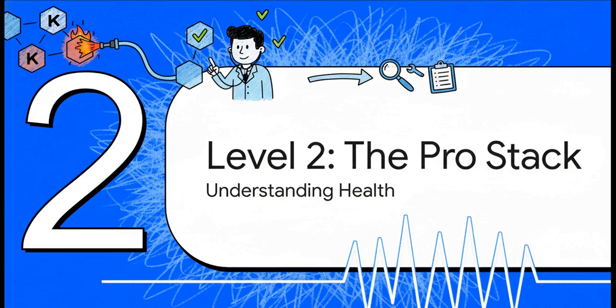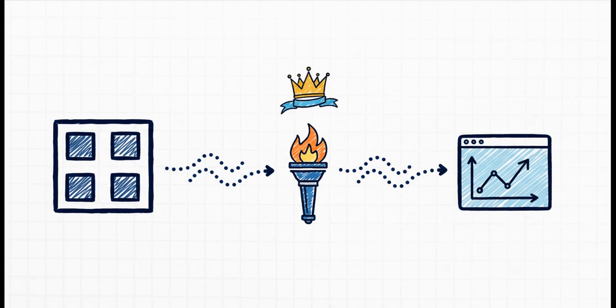Level 2. This is where we graduate from being a reactive firefighter to a proactive cluster doctor. It's a total mindset shift toward understanding the systemic health of your cluster through observability. And really, any conversation about observability has to start with Prometheus and Grafana. This combo is, without a doubt, the de facto industry standard. It's how you collect all those time series metrics from your cluster and then visualize them in these powerful, intuitive dashboards.